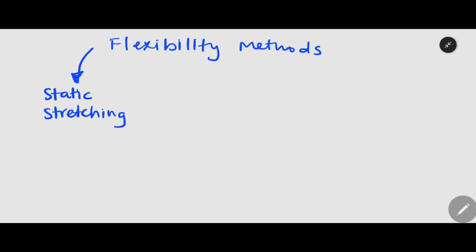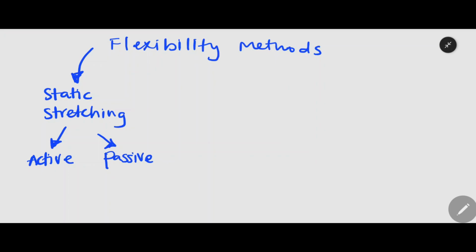Flexibility training methods. So we have 3 types of stretching to train flexibility. First is the most common one, static stretching. And we have 2 types. We have active static stretching and passive static stretching.